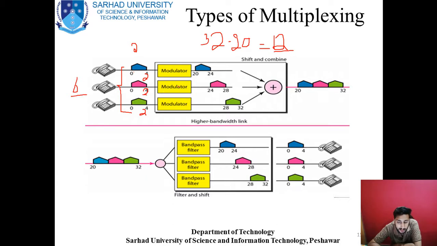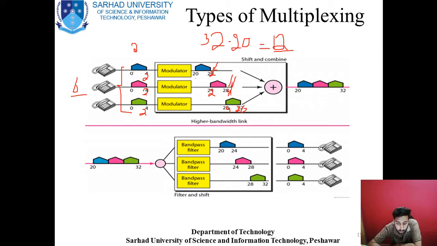Now it is up to you how you configure it. You may assign 20 to 22 to the first user, then 22 to 24 to the second user, and you can also assign the third user from 24 to 26. So you have assigned these frequencies to different users, but you have not kept a guard band between them. It means if a message is a little bit delayed or a noise comes, it could damage the signal.